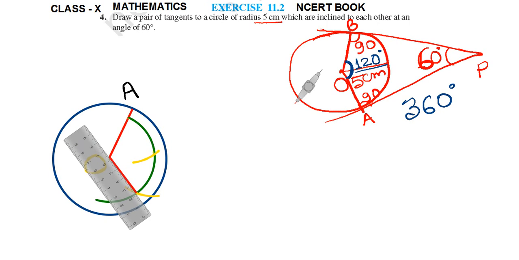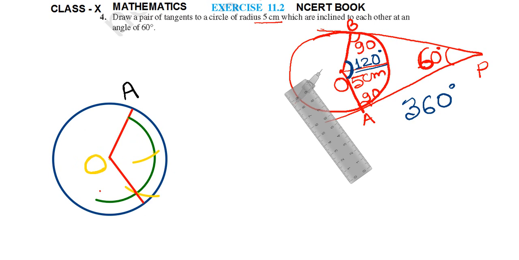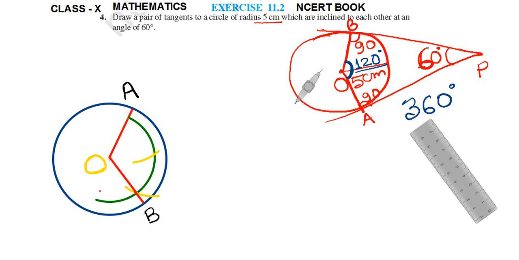Extend it. So suppose the point is B. This is B. So dear students, what you have seen here, the angle we have taken is of measurement 120 degree.